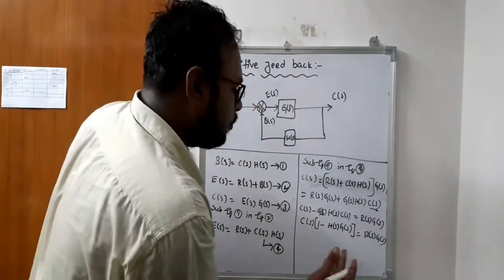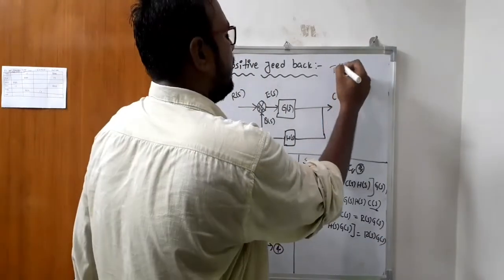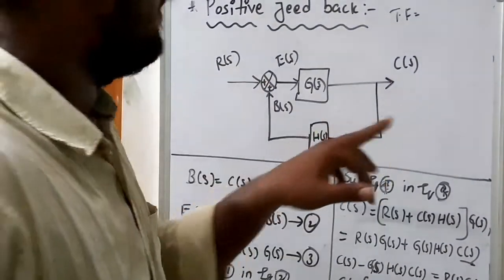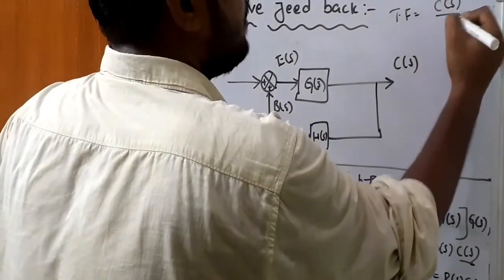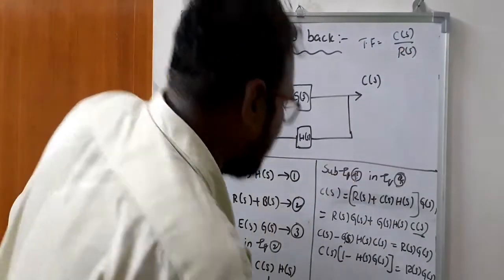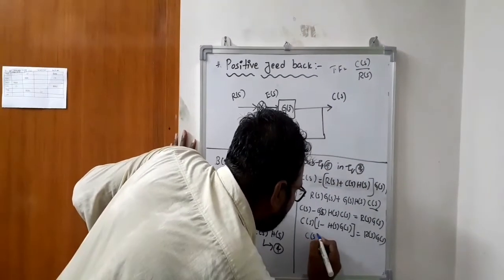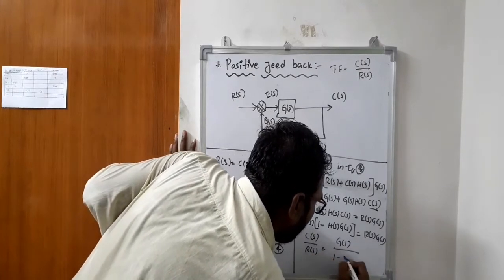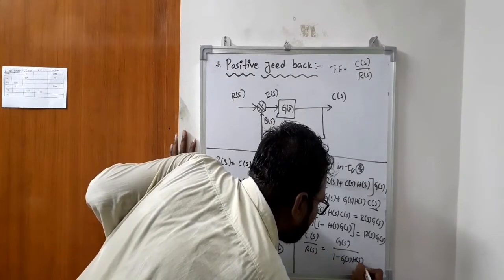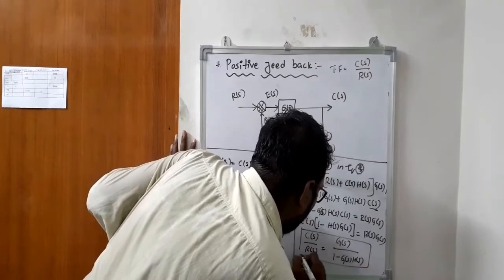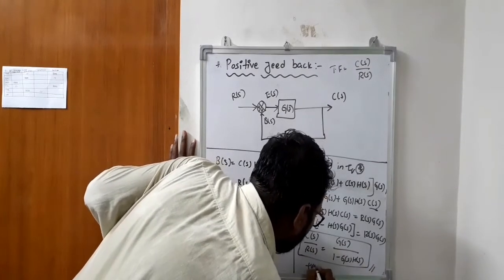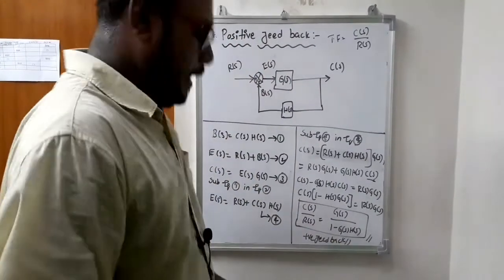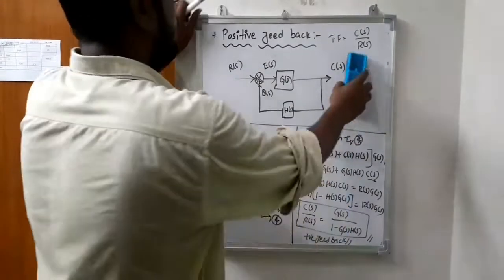Now we already know the transfer function here. The output is C of S and the input is R of S, already Laplace transformed. So C of S by R of S is the transfer function. Send this R of S to this side. C of S by R of S is equal to G of S by 1 minus G of S into H of S. So this is the final transfer function for the positive feedback.